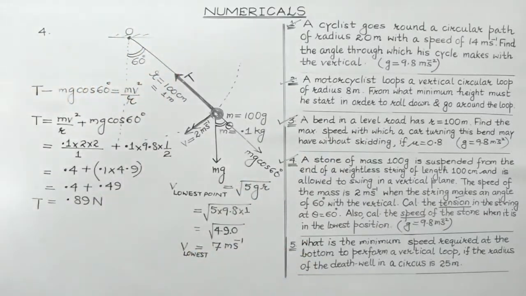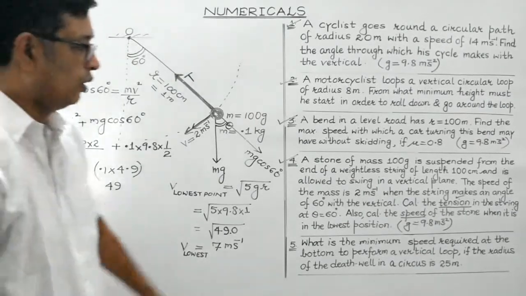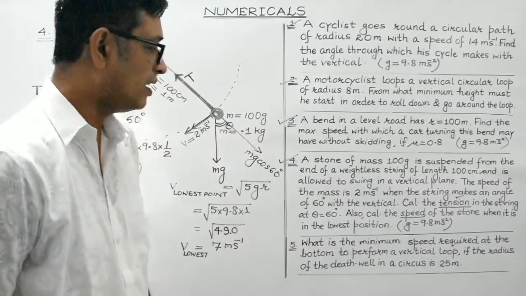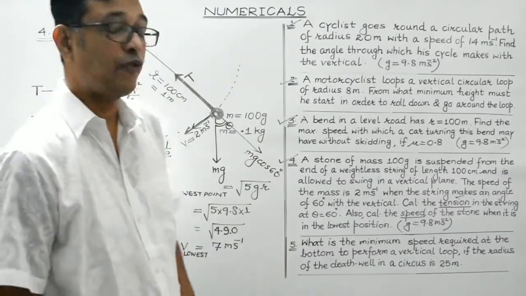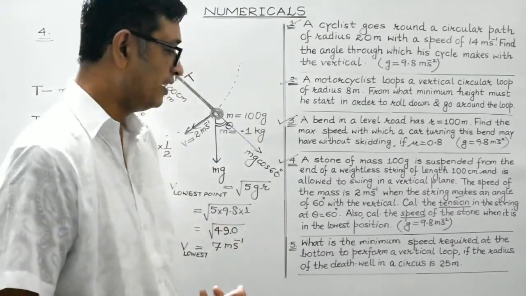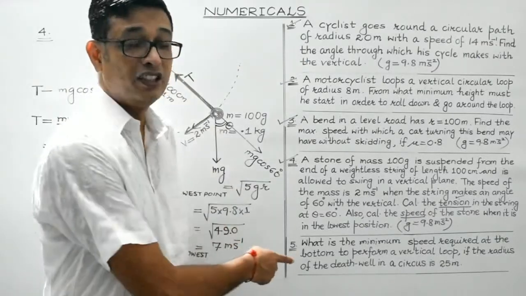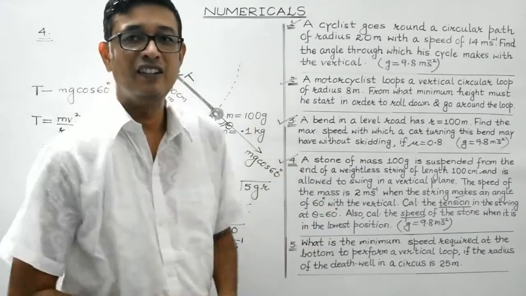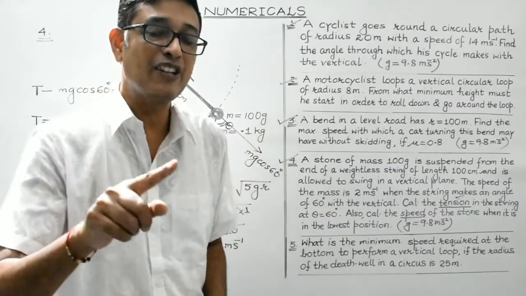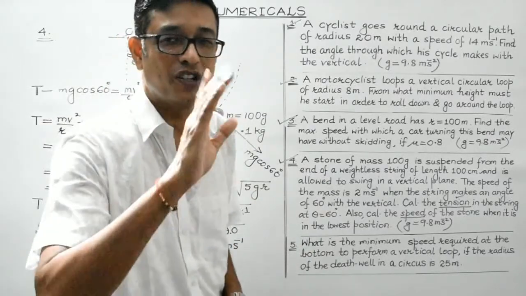Well, now let's proceed to question number 5 then. Again, it's pretty simple. What is the minimum speed required at the bottom to perform a vertical loop if the radius of the death well in a circus is 25 meter? So here, it's the case of a death well in a circus. It's again the application of vertical circular motion.